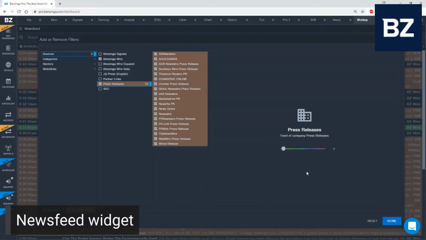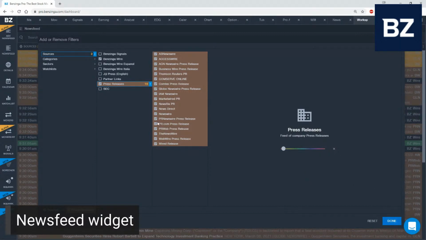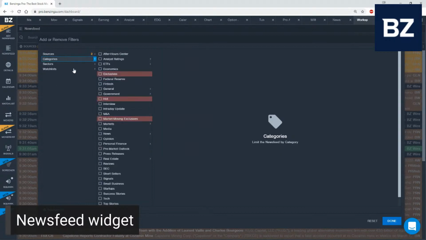Now, here's the other part. So we've got the speed, right? This is going to be faster than CNBC, Yahoo Finance, etc. But there's so much information. The question is, how do I filter this down to find something that's really actionable? And that's where those category filters come in.